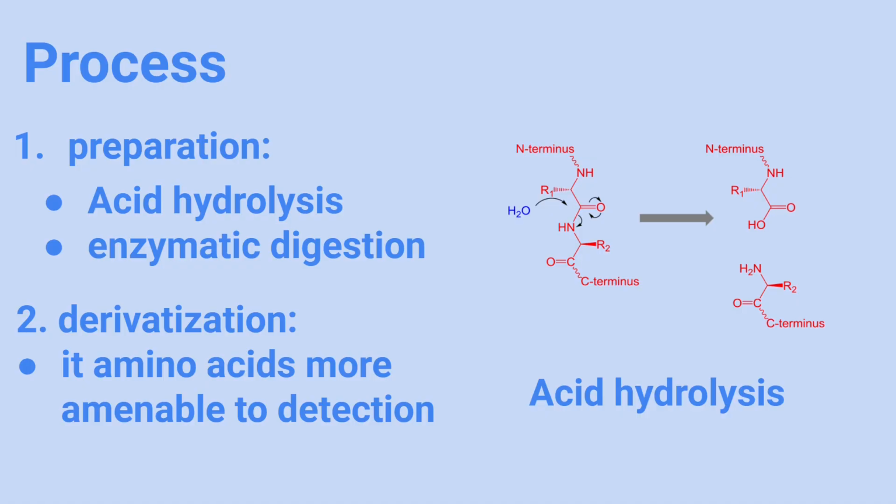This often includes hydrolyzing the protein and breaking down the peptide bonds between amino acids. Acid hydrolysis or enzymatic digestion can be employed depending on the specific requirements of the analysis. As the peptide bond is quite strong, the process may require 24 hours in order to break down the bond. The amino acids in the hydrolyzed sample are often derivatized to make them more amenable to detection.